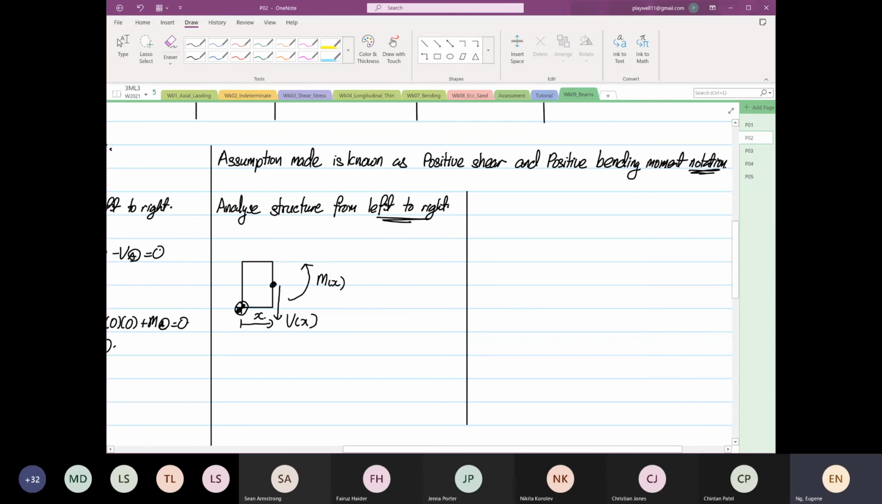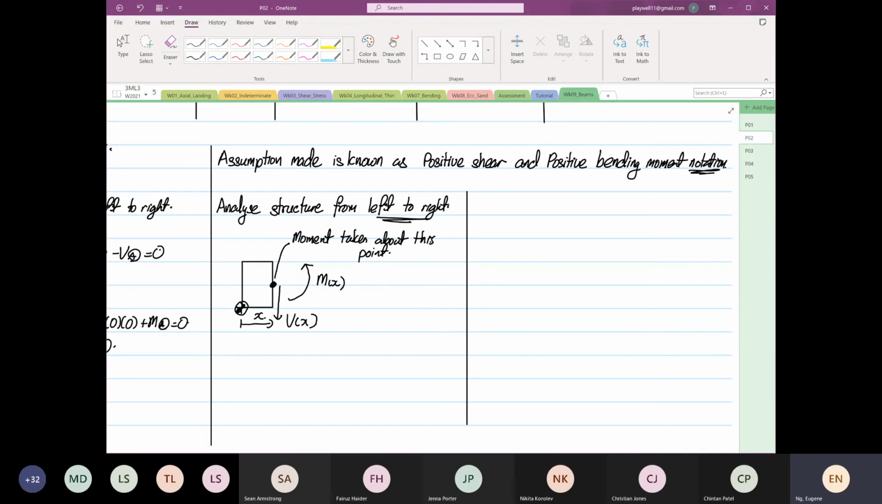And the moment is about this point. So the moment is taken about this point. Okay, so the moment is not taken at the datum.